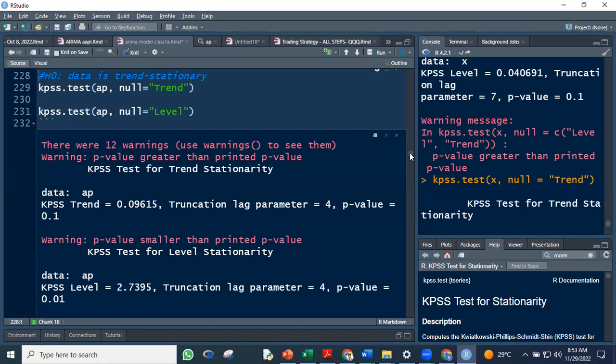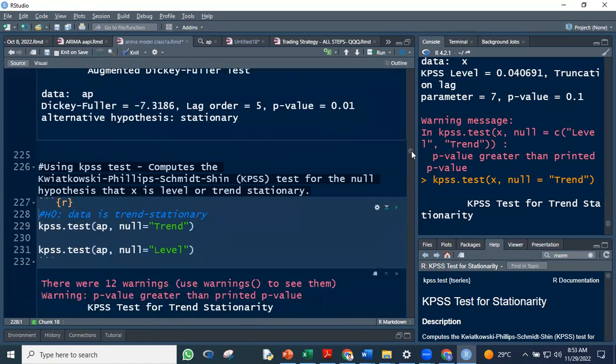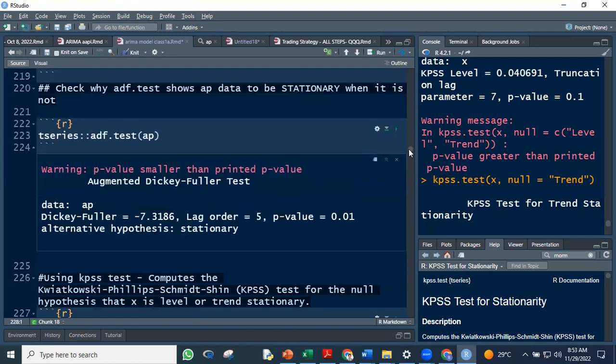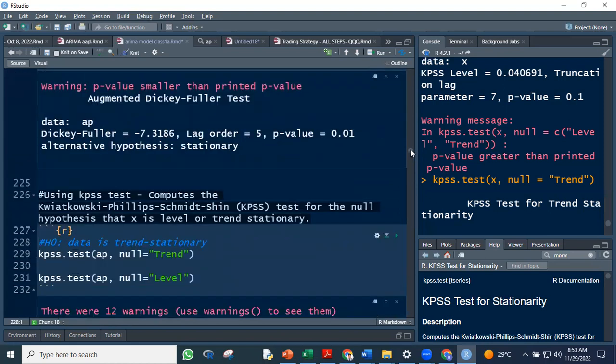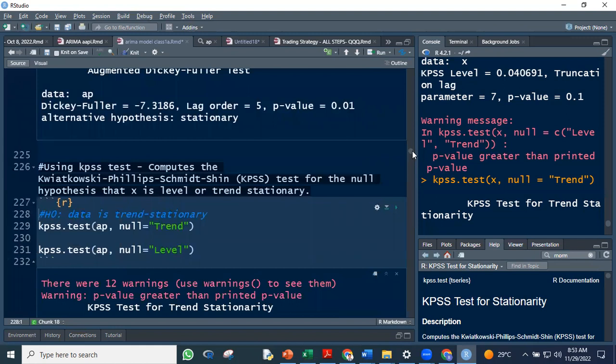I have not checked that yet. So please help me check why AP should not be stationary, but when we use the ADF test or even the KPSS test, the trend one produces an error, an inconsistency. Okay.